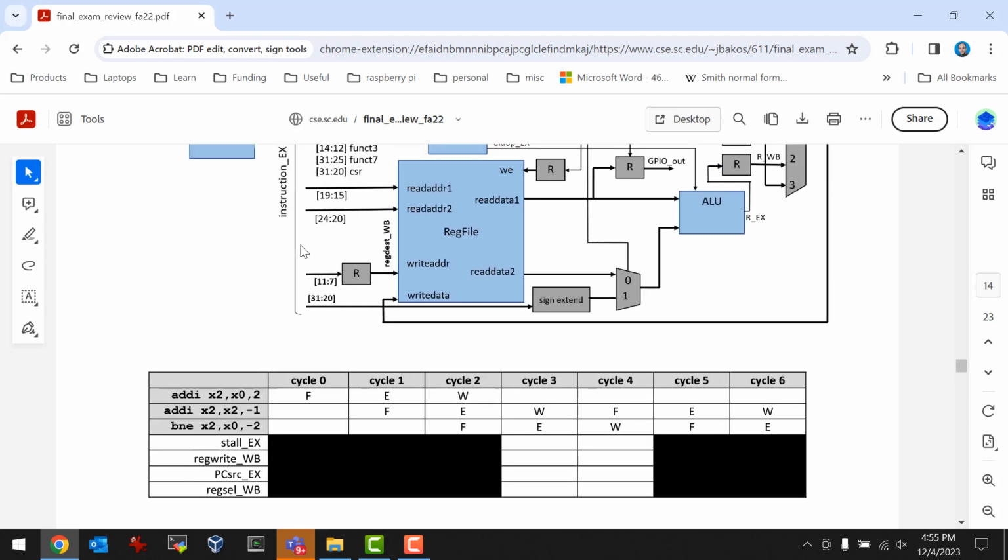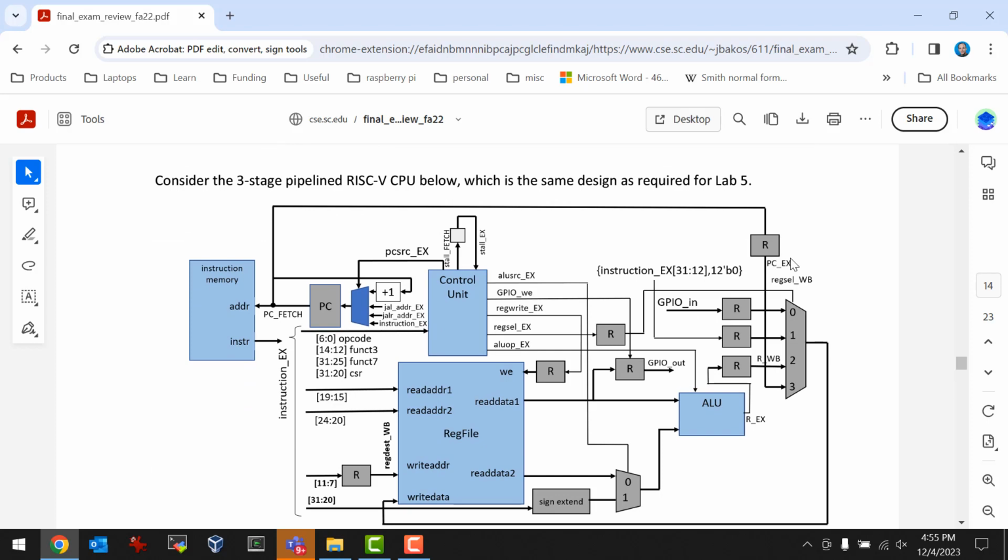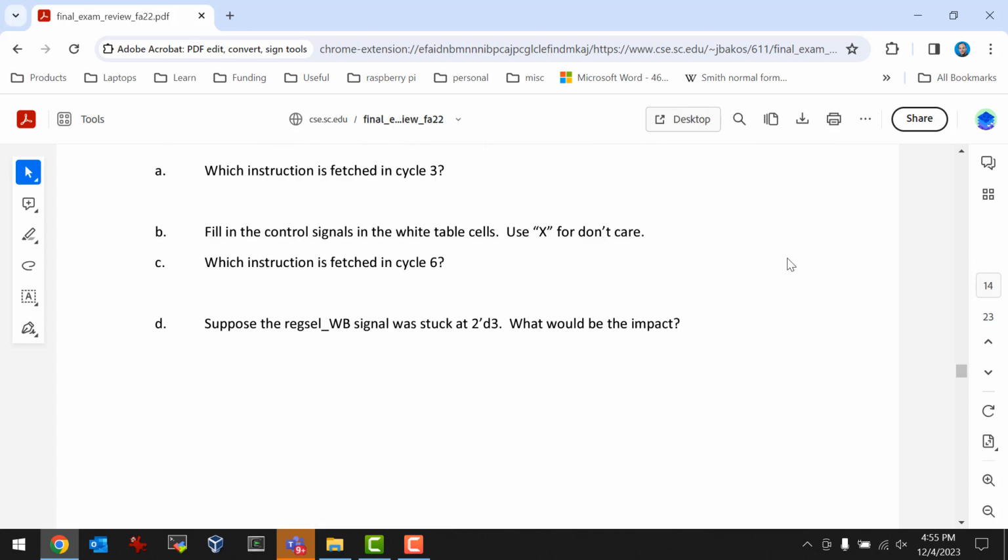Register select. Do I have it? Oh yeah, right here. PCEX. Right, so it's going to only be able to write the program counter value to the register file.